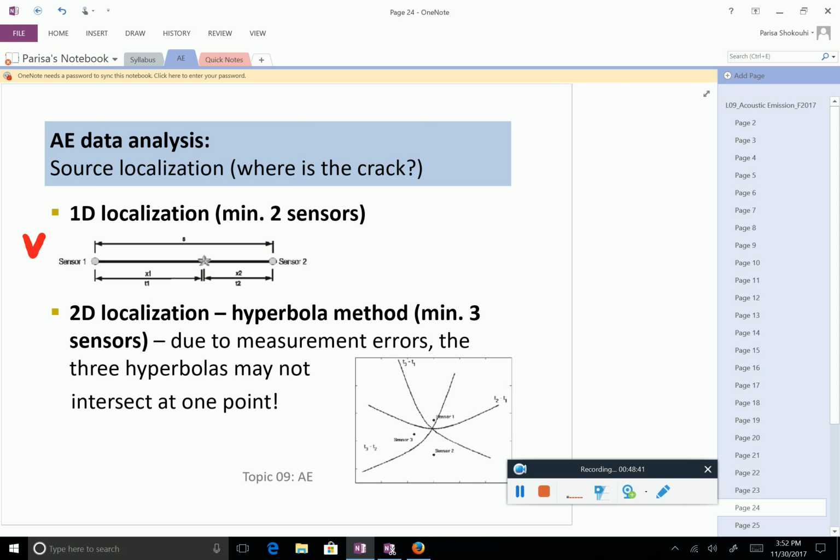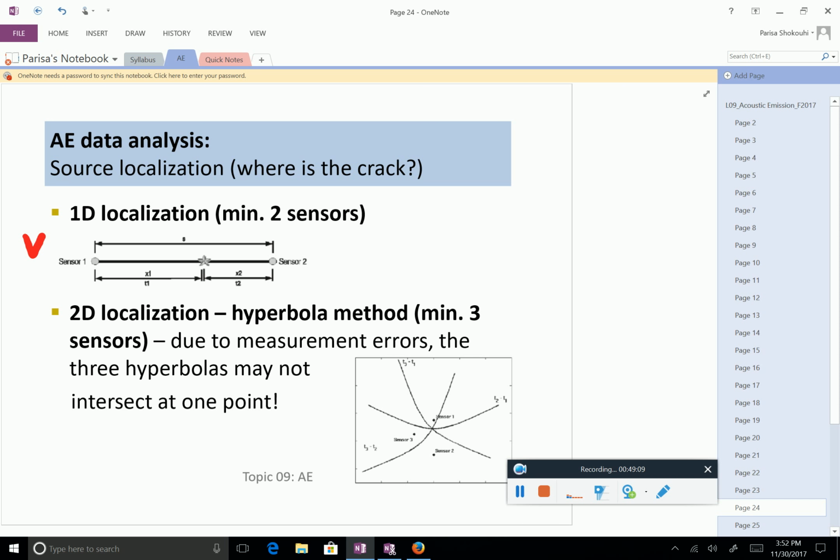Minimum. I mean, you can always have more to have redundancy, but we cannot actually do this in one. Why? Don't worry, this is a common thing to forget. We don't know when the event has happened. We don't know T0. And that's why I wanted you to remember this, because that's how you remember.